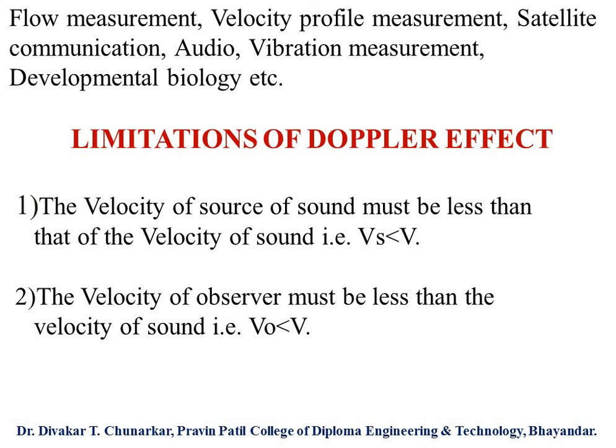Now, limitations of the Doppler effect. Number 1, the velocity of the source of sound must be less than the velocity of sound, that is vs less than v. Second point, the velocity of the observer must be less than the velocity of sound. Symbolically, we can write v0 less than v.